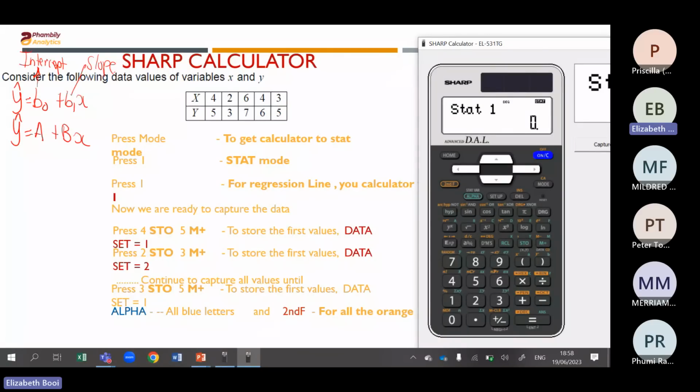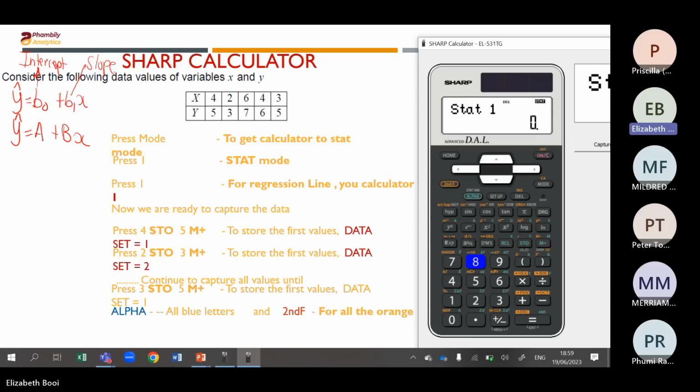With your Sharp calculator for regression, it's easy. All the values are written in green. You will see the summations, they are all here: sum of X squared, sum of Y squared, sum of Y, sum of X and Y. So you can find all your summations here. You can find your mean of X, mean of Y, and your sample standard deviations for X and Y.